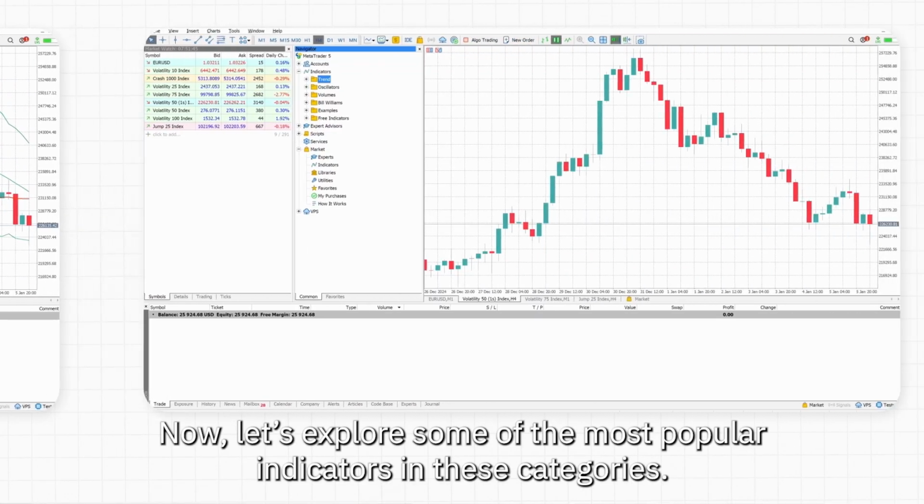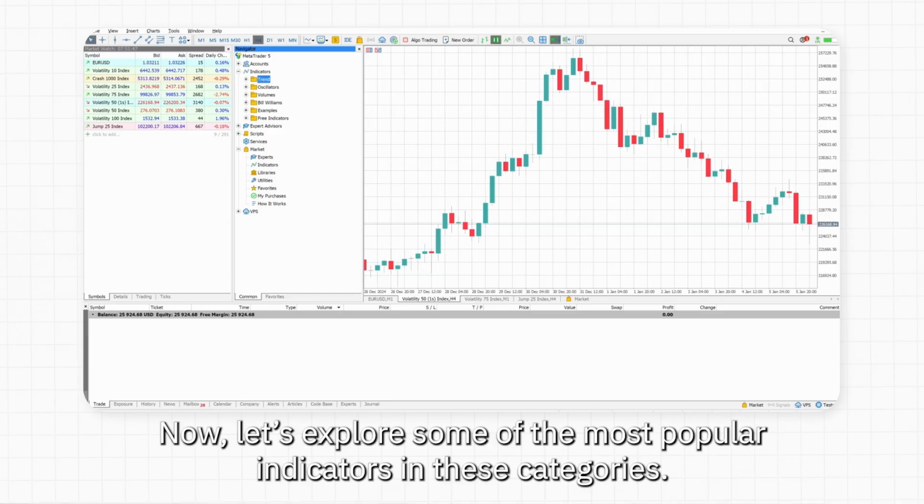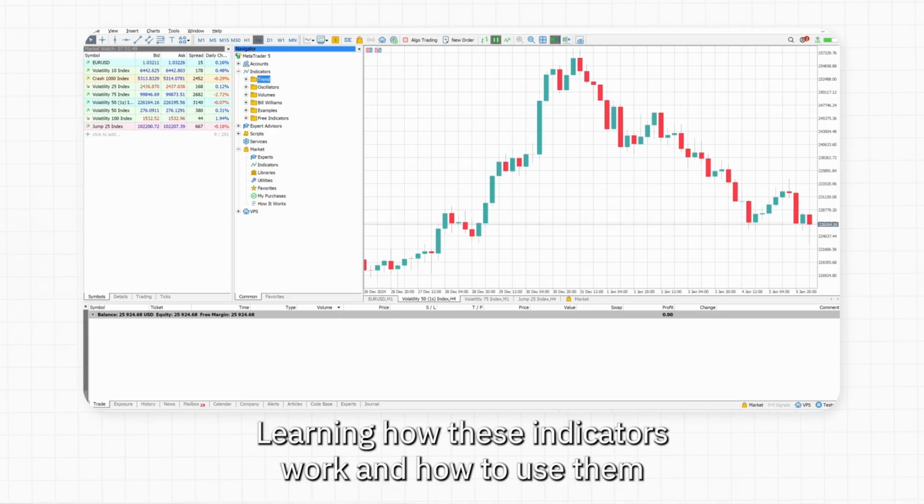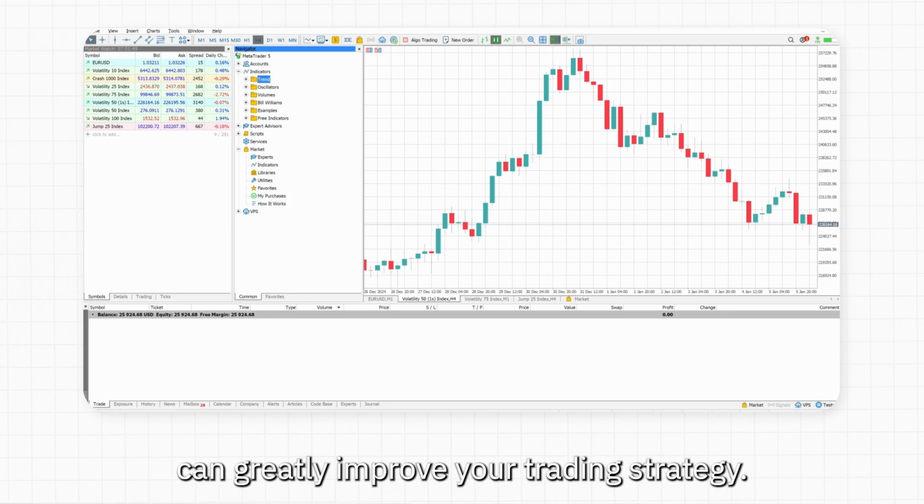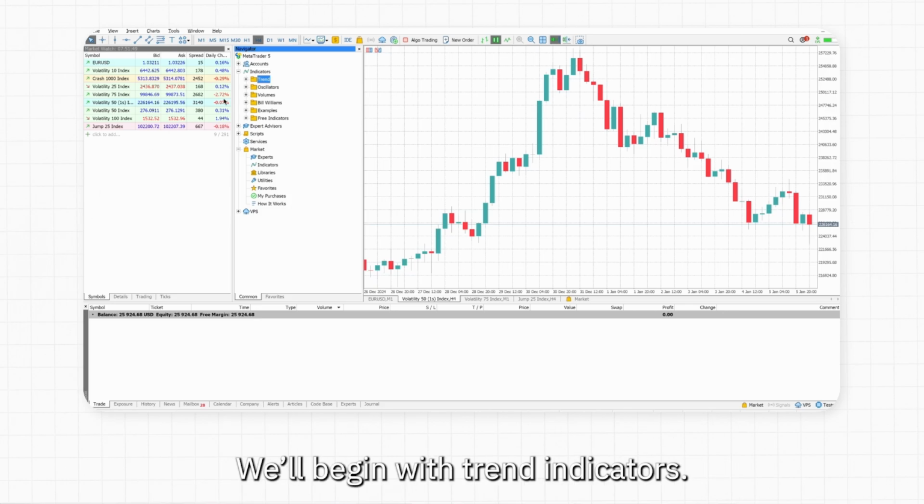Now, let's explore some of the most popular indicators in these categories. Learning how these indicators work and how to use them can greatly improve your trading strategy. We will begin with trend indicators.